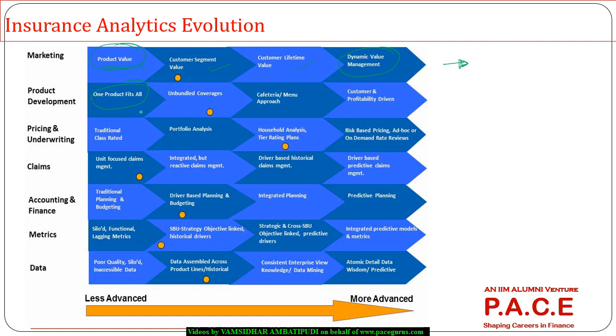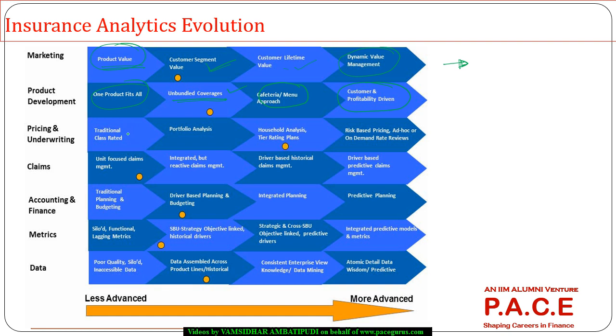Earlier, it used to start with a one-product-fits-all approach. Slowly, we started unbundling the coverages. Now, there is a time where the process is moving towards a menu-based approach. Right, this is where we are currently. Even here, there is customer segment value, but this is how you can evolve: a menu-driven approach towards choosing the coverages. And overall, it can become customer-driven and profitability-driven.